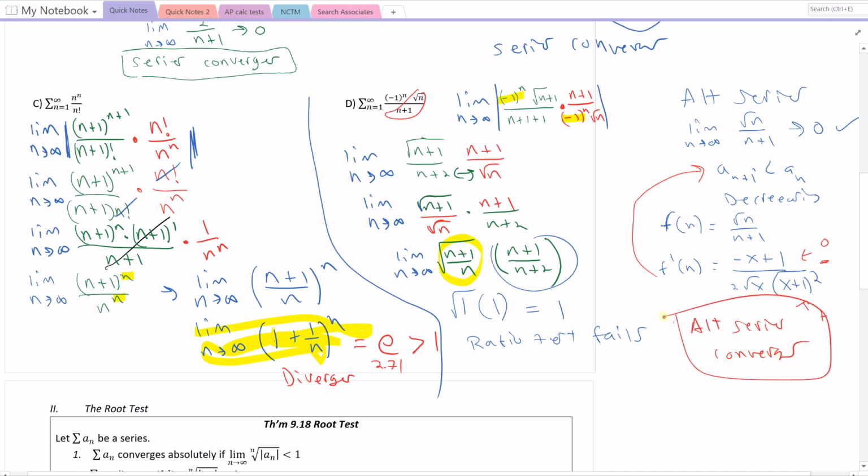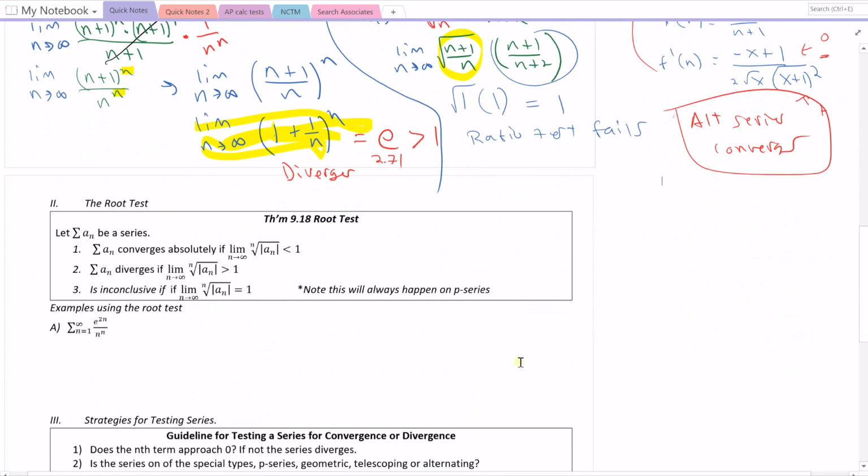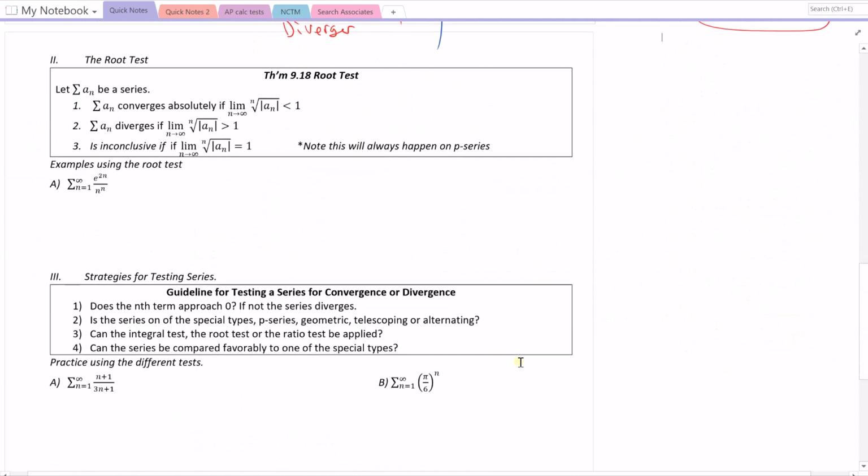All right, so that's that one. Let's go on to the next test, which is the root test, the nth root test. Basically, in this one, we're going to take the nth root of the absolute value of the nth term. Same idea: if it's less than 1, it converges. If that nth root is greater than 1, it diverges. And if it equals 1, then, well, you're stuck, and you've got to do something else.